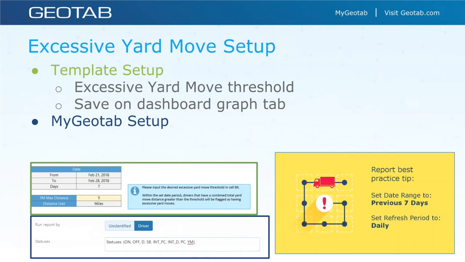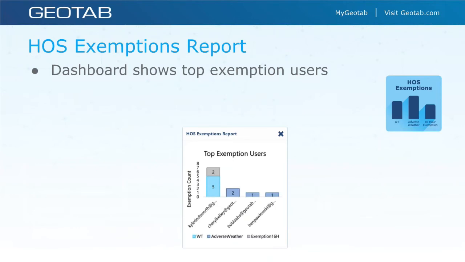Within the MyGeotab setup, you would select the statuses, on, off, drive, etc. from that list below. We recommend this report is set to display the previous 7 days and the refresh period set to daily. HOS Exemptions Report.